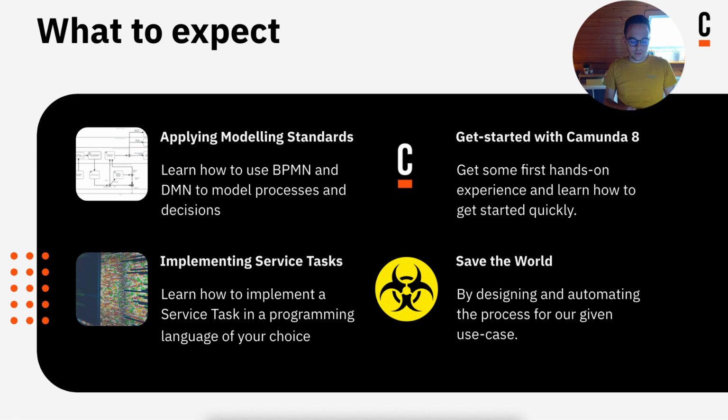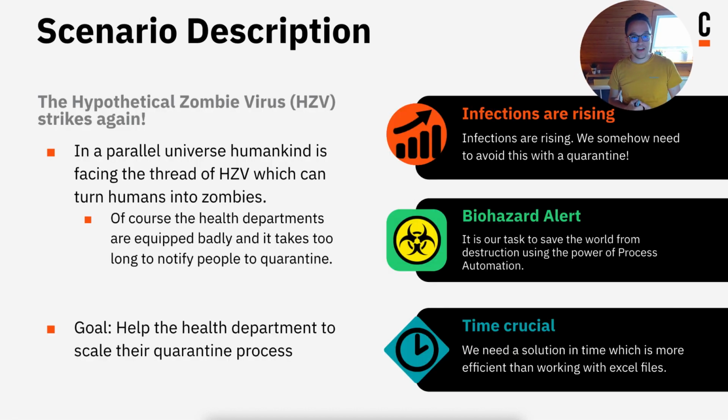And talking about use cases, let's chat about the one for this session, because that's for sure quite an interesting one. We are talking about a hypothetical zombie virus, which strikes again. So COVID was a long time ago, we don't deal with that. But of course, the government, usually they aren't that fast. So still the quarantine process isn't up to speed yet.